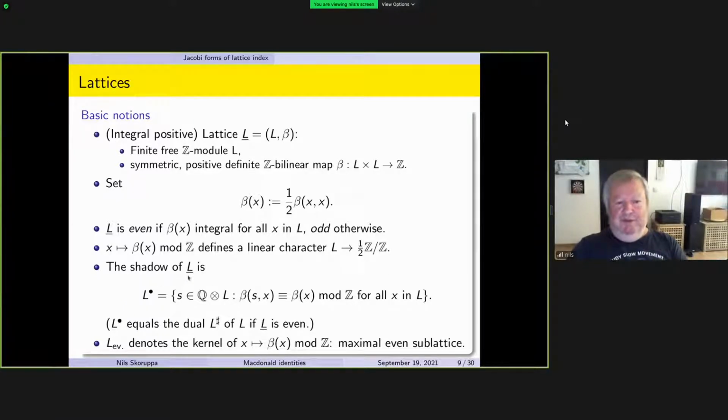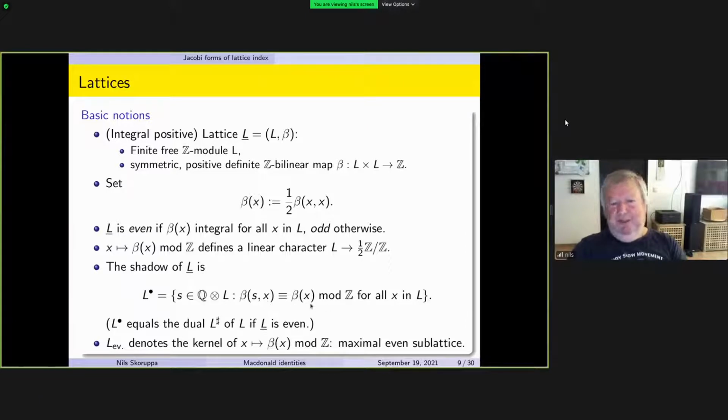So what is a shadow? You take the lattice L, and then you tensor it with Q, of course, so that you get a Q vector space, and then look at all S such that beta Sx is... If beta Sx would always be an integer for all x in the lattice, if this would be congruent 0 mod Z, then we have the dual lattice. But that's not what we want in this case. We take the lattice L star, which, if beta x is always an integer, is nothing else but the dual lattice. But if L is an odd lattice, then of course it's different.